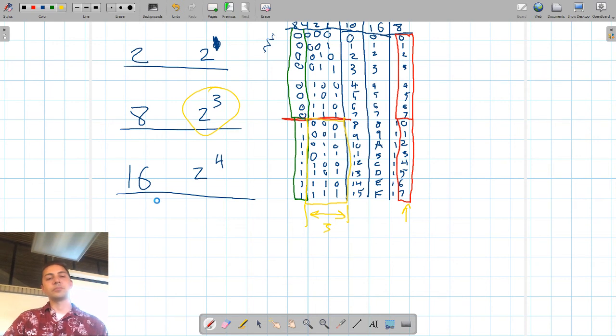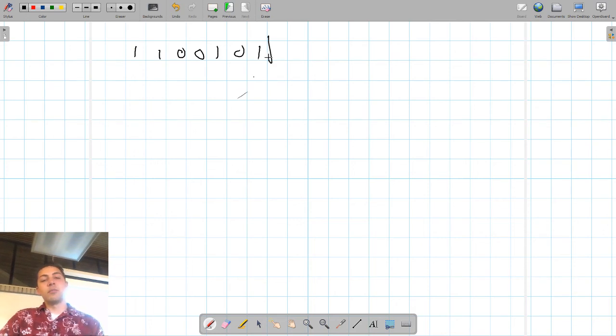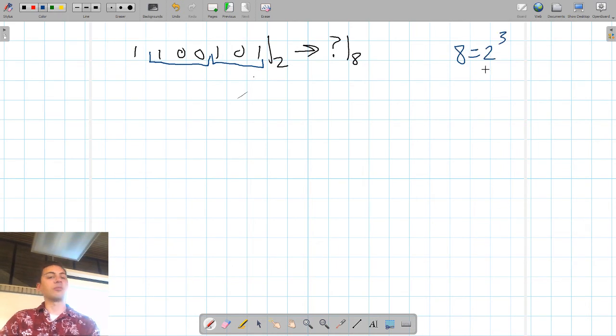If I take a new page, I take a binary number like 1100101, and I wanted to convert this base 2 number into base 8. Rather than going directly to base 10, I can use the property that base 2 and other bases that are powers of 2 are easily transferable by grouping. So I'm going to group groups of 3 because 8 is equal to 2 to the 3. So I take groups of 3.